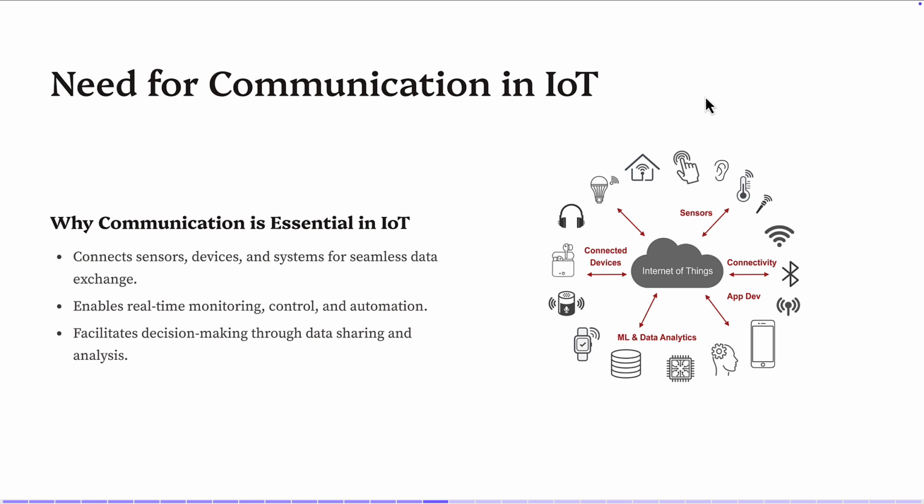So it's basically through the internet that everything happens. But before reaching the internet, we need to have some communication protocols like Zigbee or Sigfox, low power communication protocols attached to the devices. And then we reach the internet, and finally we store the data at a central repository, whether cloud computing systems or others. So the communication is essential because it connects sensor devices and systems for seamless data exchange. It enables real-time monitoring, control and automation, and also facilitates decision making through data sharing and analysis.